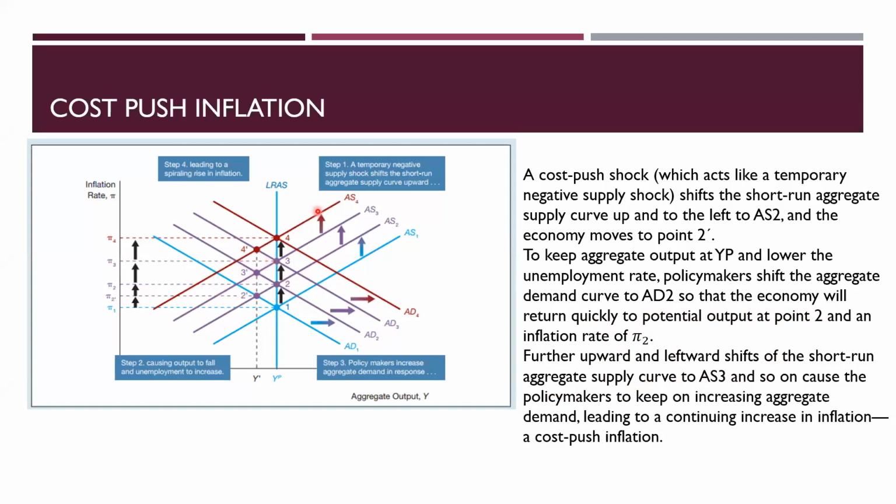Now we are here. Another shock will bring us to 4, and then the government will also respond to this by an expansionary monetary policy until we reach inflation rate pi 4 here. So the overall conclusion is that this would cause policymakers to keep on increasing aggregate demand, leading to a continuing inflation increase, which is what we call cost push inflation.